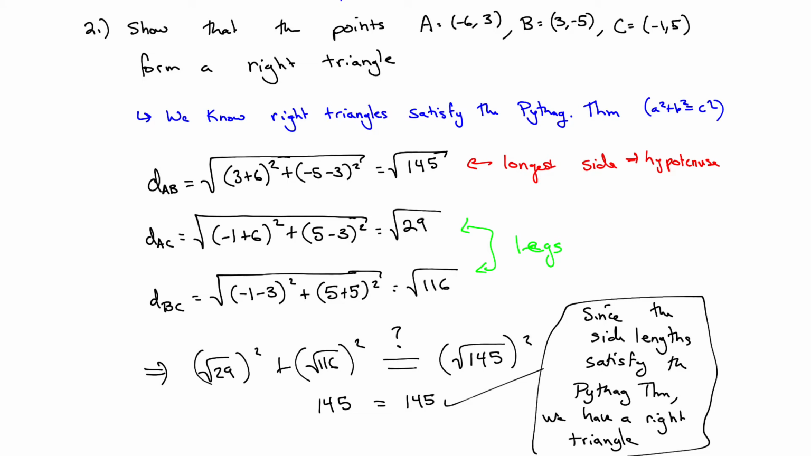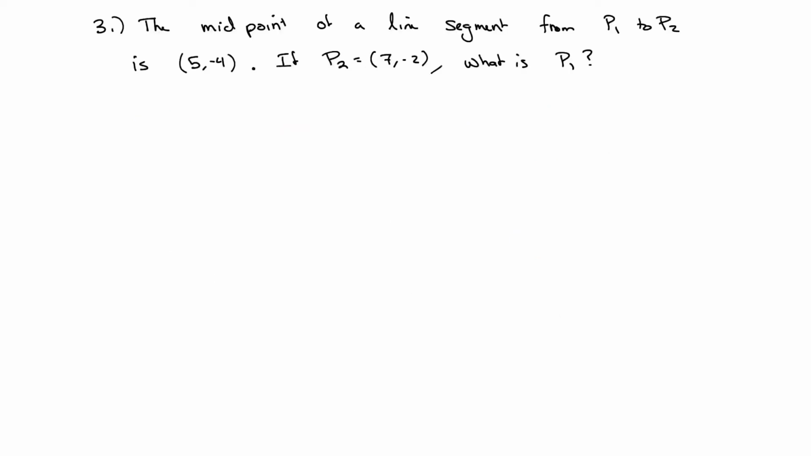So we'll move on to the last problem, question 3, which is: the midpoint of a line segment from P1 to P2 is 5, negative 4. If P sub 2 is equal to 7, negative 2, what is P sub 1? Now this is a really cool problem. I absolutely love this problem. So let's try and parse through the information here. What is the question asking? It's asking us to find P sub 1.